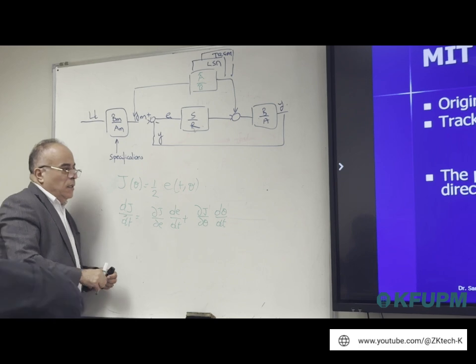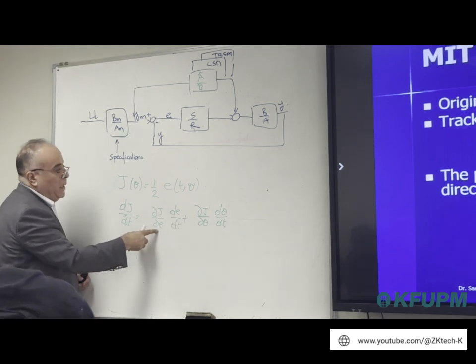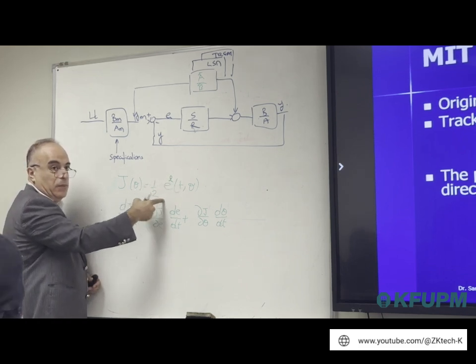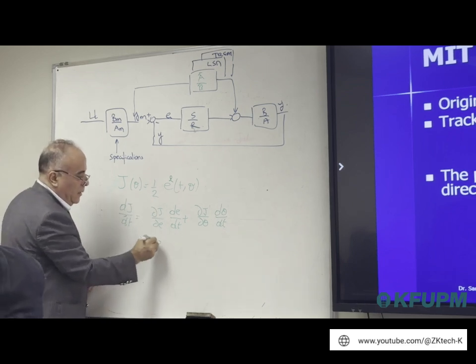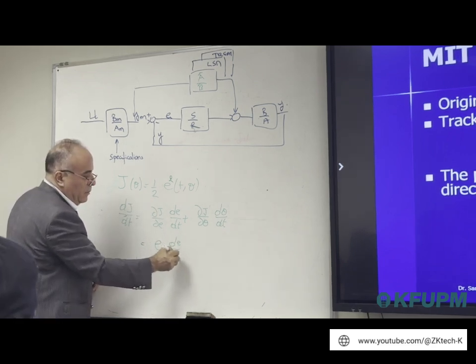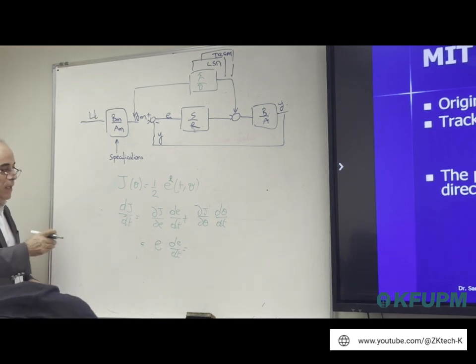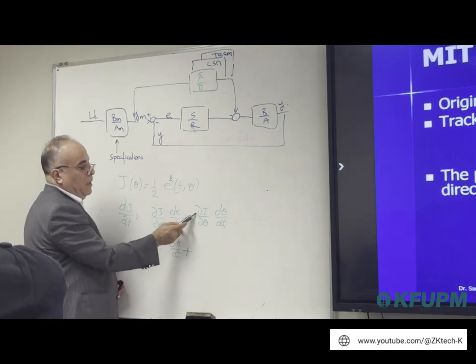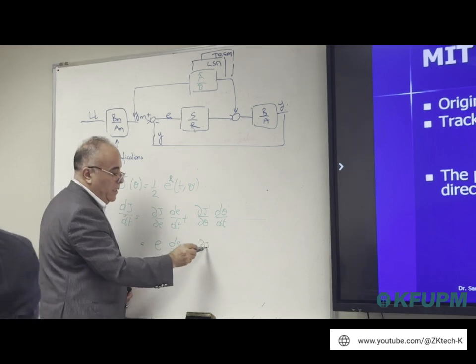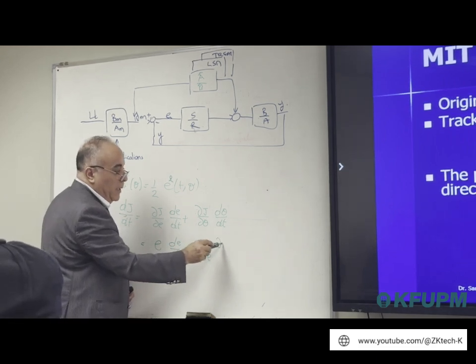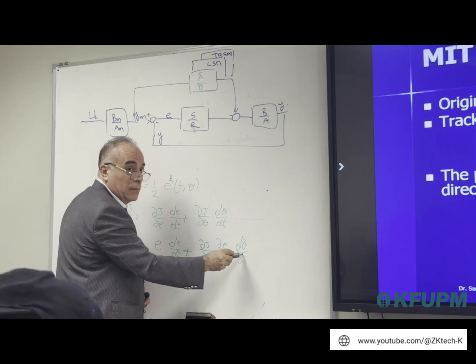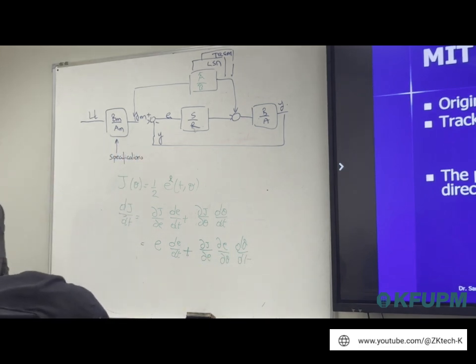Theta is your parameter that you are trying to change, right? So if I look at the derivative of J with respect to e, this is e squared, so the derivative with respect to e is 2e times half. It will give you e. So it will be e multiplied by the derivative of e with respect to time, plus the derivative of J with respect to theta, which is equal to the derivative of J with respect to e multiplied by the derivative of e with respect to theta, multiplied by the derivative of theta with respect to time. You agree with this?